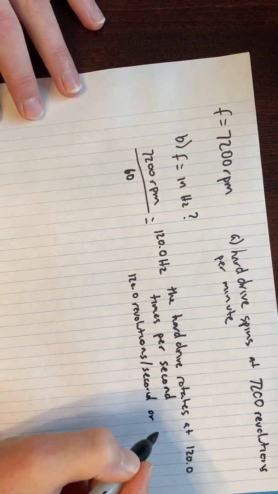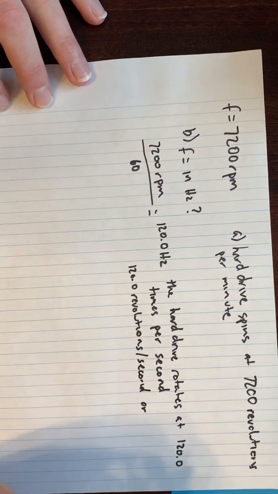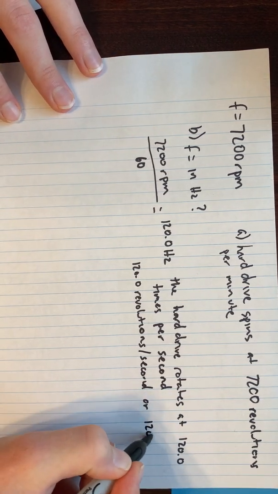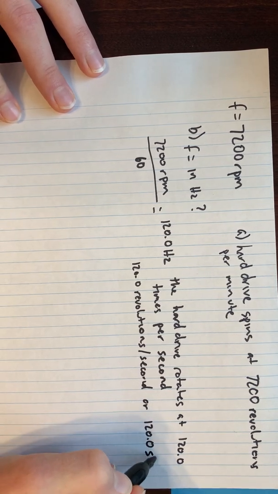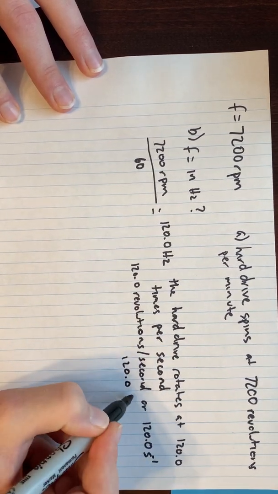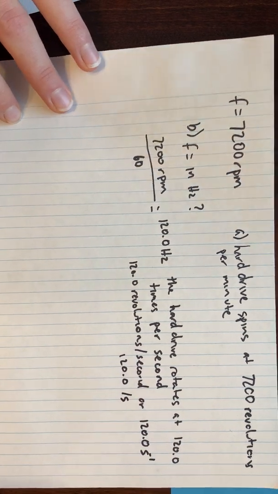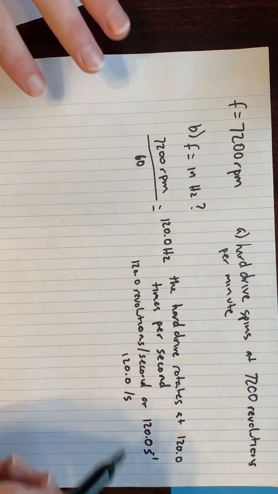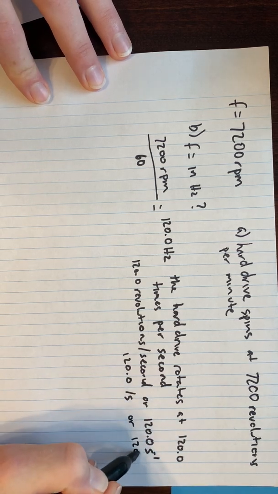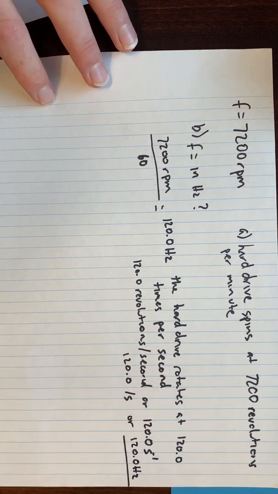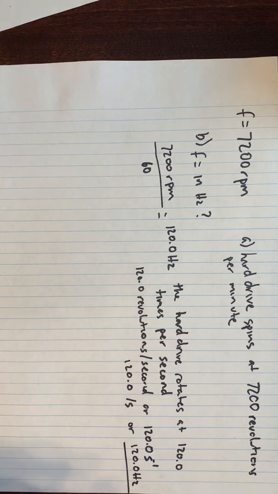Is it still revolutions per second? Yes, revolutions per second. But we kind of hyphenate it. We just say per second, okay? Or 120.0 seconds to the minus 1. That just means 120.0 per second, so revolutions per second. We just abbreviate that by removing the revolutions, because it goes without saying. Or 120 hertz. This is probably the easiest one right there. Okay. So that is question B.